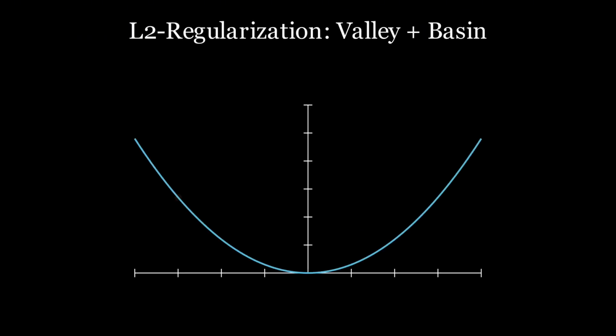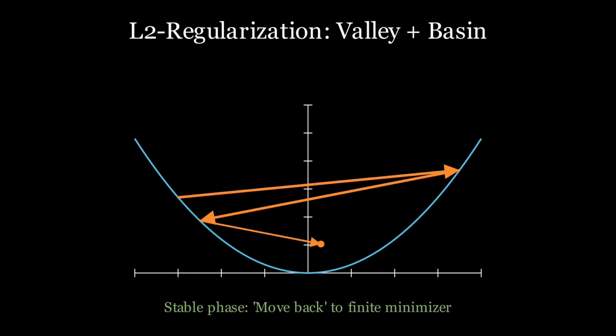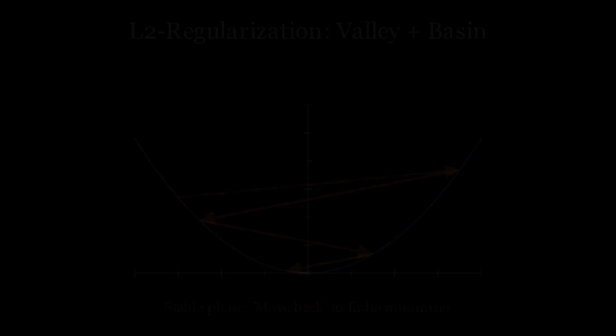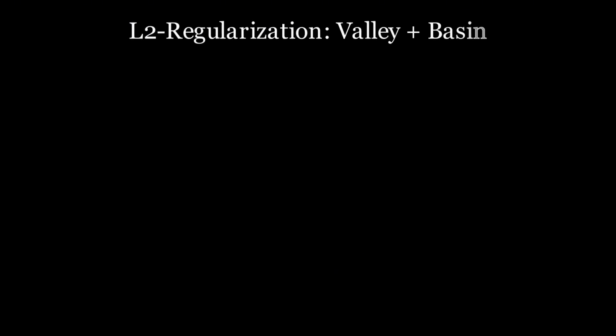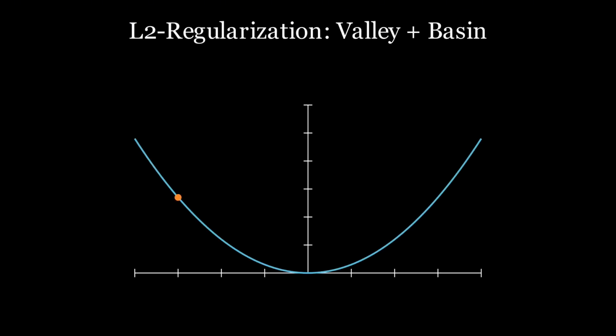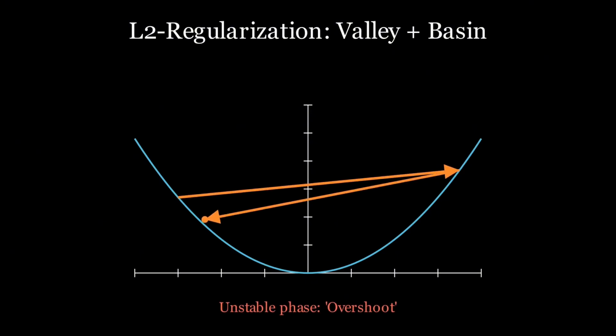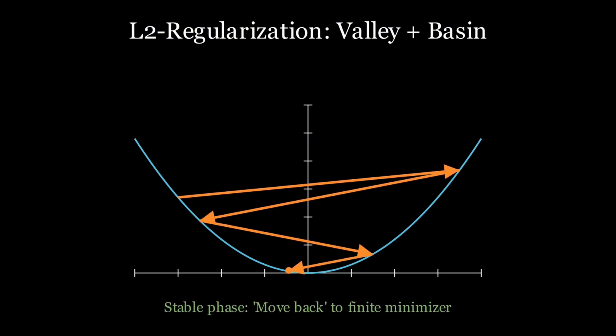What happens to this dynamic if we add L2 regularization? Imagine a valley that also acts like a basin. During the unstable phase, the model overshoots, taking massive bounds high across the variables. But eventually, it enters the stable phase. The regularization pulls the model back, helping it safely move down to the finite minimizer at the bottom.